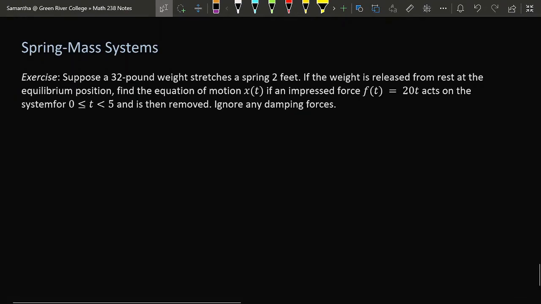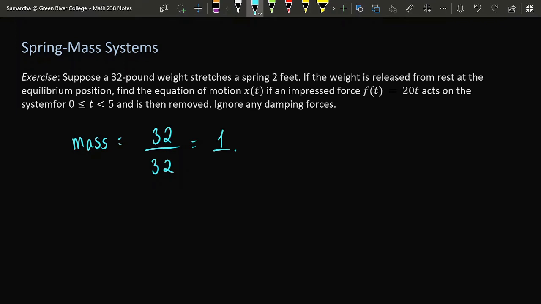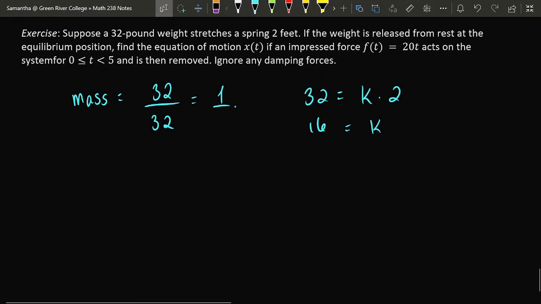So let's consider an example where we have a 32-pound weight stretching a spring by 2 feet. Now right away, we can find the mass of the object by taking its weight of 32 and dividing it by the acceleration of gravity in imperial units. So the mass in these units would just be equal to the number 1. We can also find the spring constant from this data. Our weight force of 32 is stretching the spring by 2 feet, and therefore in these units, the value of K would be equal to 16.